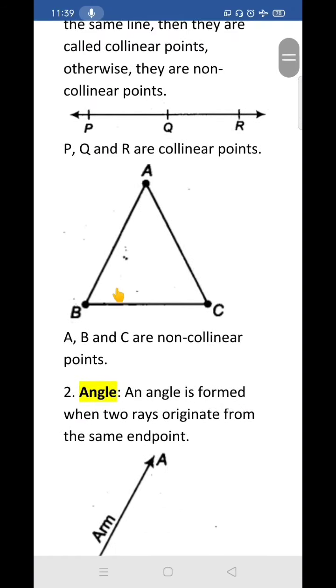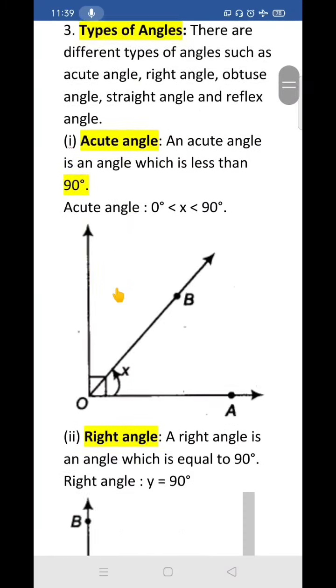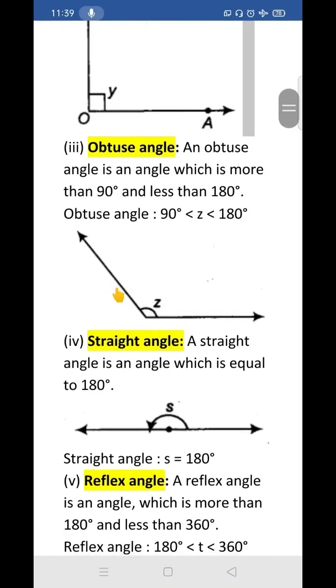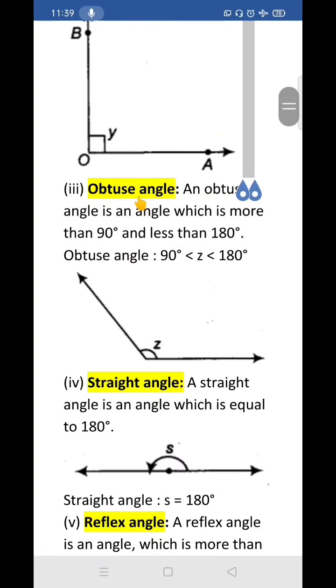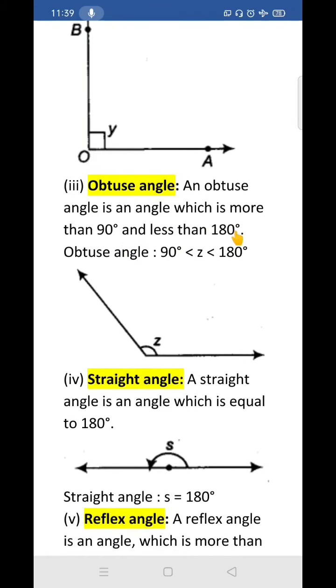Obtuse angle, isn't it? We'll see now what is an obtuse angle. Here you can see, an obtuse angle is an angle which is more than 90 degree and less than 180 degree. Here one condition they have given already. You saw this figure, right? This is 90 degree. So an obtuse angle should be more than 90 degree and less than 180 degree.